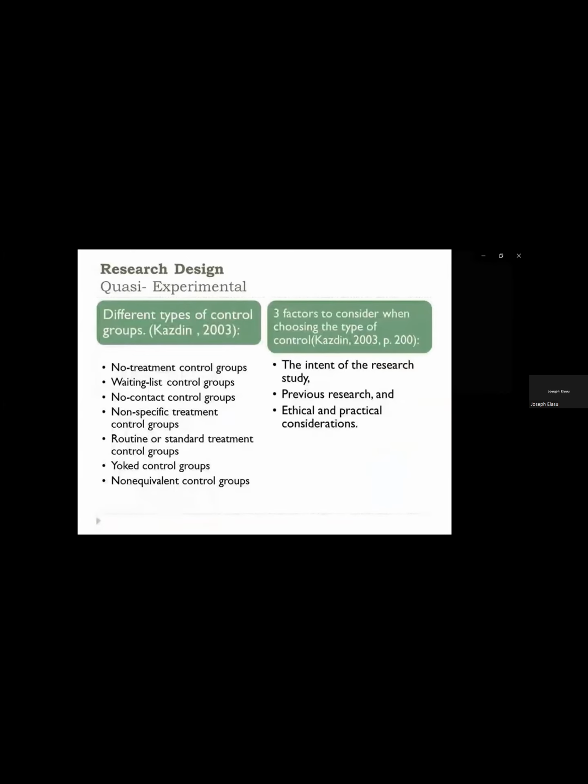Now, talking about the control comparison group, let me stop here for a moment and talk about that. There are different types of control groups, and you need to decide what type of control group you are going to use. Kazdin's 2003 book has a great discussion on different types of control groups. Most of the time in educational research, you're going to use a no-treatment control group of some sort, or a non-specific treatment group, in which one group gets an intervention and the other group is the same in every single way, except for that intervention.